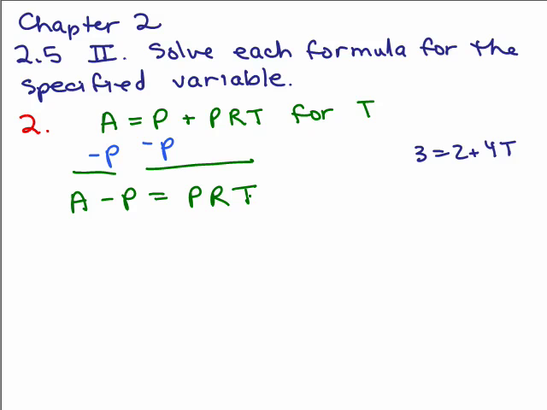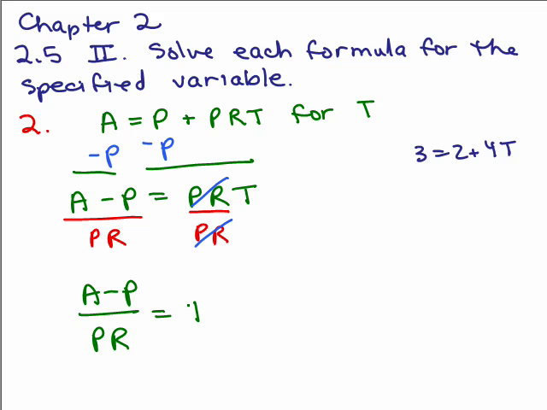Alright, so we're trying to solve for T, so we have to think of this PR as the coefficient. So you need to divide by that, PR. So you divide both sides by the same thing, PR. And so now, on the right-hand side, the PRs would cancel, and I've solved for T. It's A minus P over PR. So you have A minus P over PR equals T. So the answer is T equals A minus P over PR.